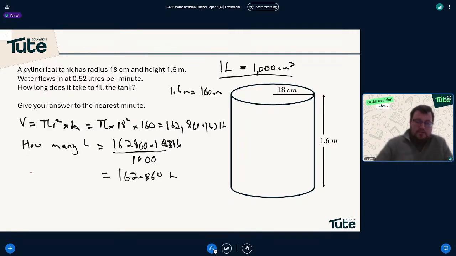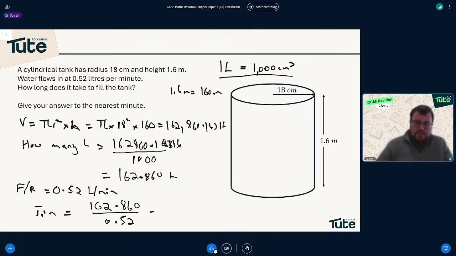Right then. So my flow rate, just going to call it FR here, is equal to 0.52 liters per min. So your time taken is going to be 162.860 divided through by 0.52. Now, that gives you an answer of 113.192, but you wanted to round that to the nearest minute. So it's going to be 113.